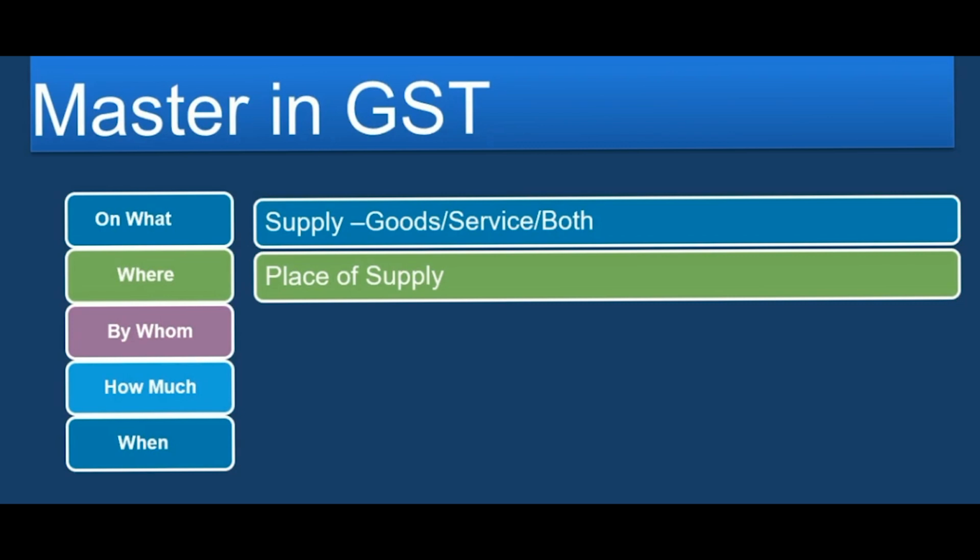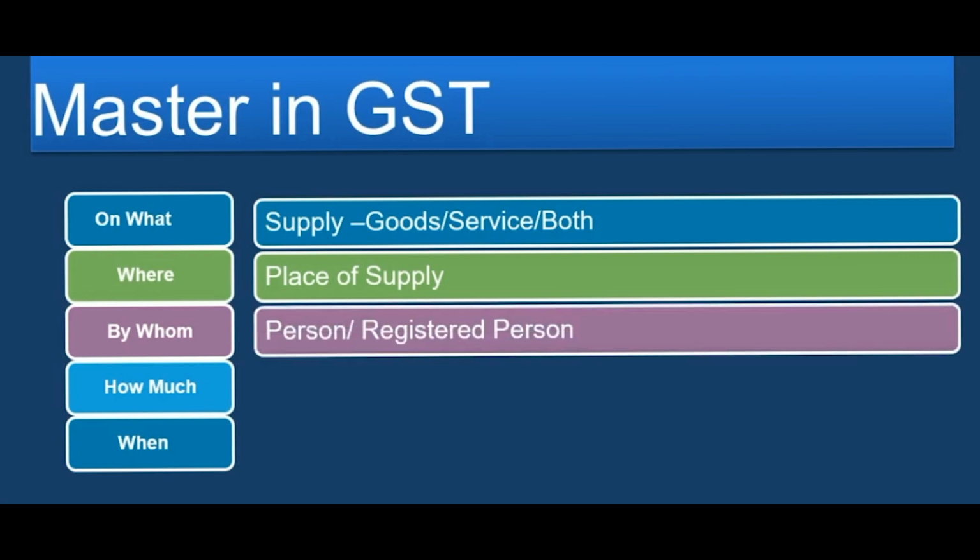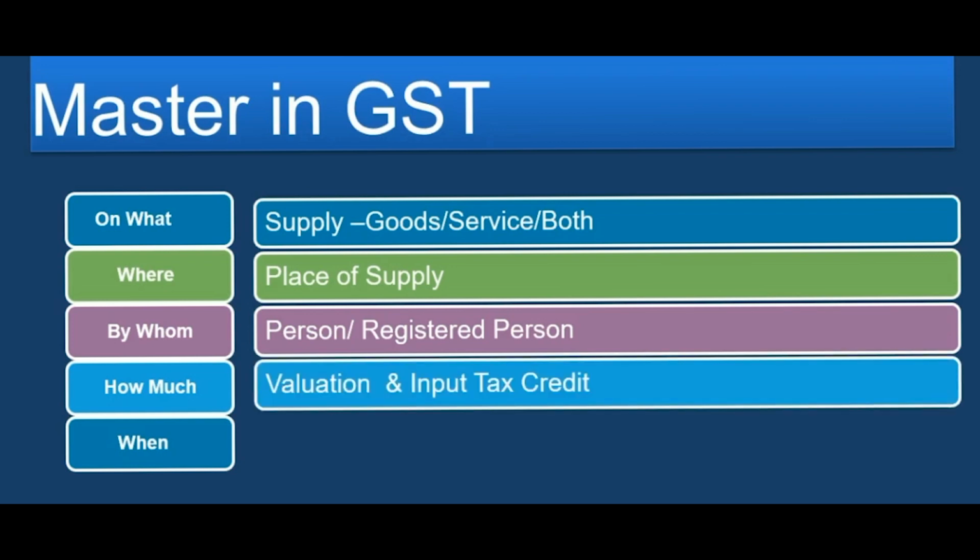The next is, by whom. By whom this supply is made, by whom this GST is payable, and by whom registration under GST is required, all that we will understand and learn. The next important question is, how much? So GST is payable on value of supply. So we will understand what are the rules for valuation of supply and related rules for input tax credit.